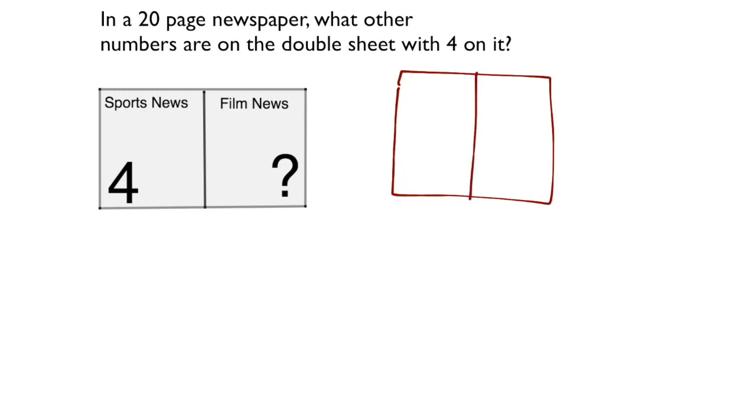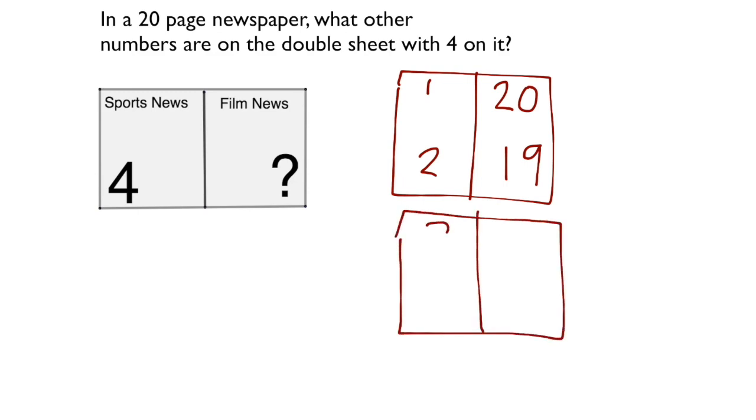So that was a little bit to work out. Let's take it on one more step. The next question, in a 20-page newspaper, what other numbers are on the double sheet with 4 on it? Okay, so that might be different to the last question because there's only 20 pages here. We have the first 2 pages and the last 2 pages always on the first sheet, 1 and 2. So the next one will have to be 3 and 4. Then opposite page 4 will be 17 and 18.